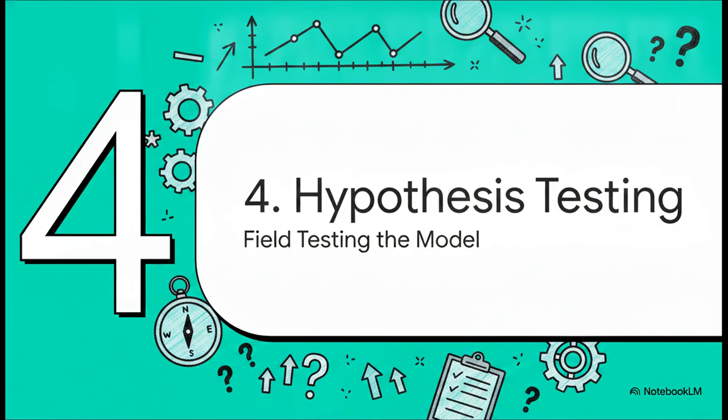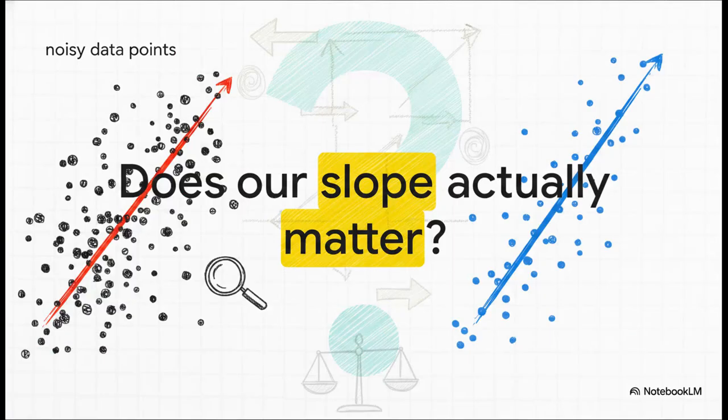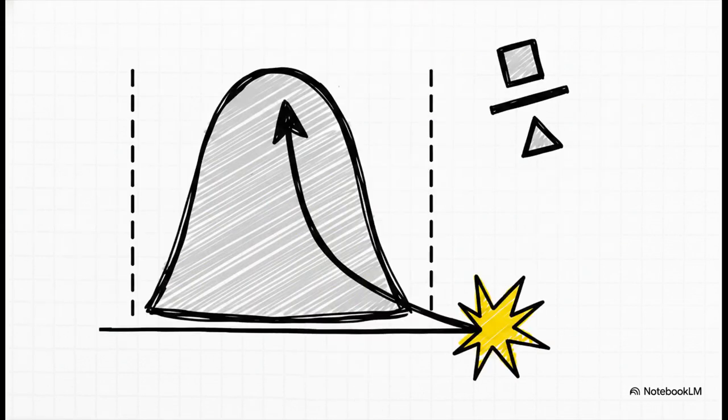Section 4, hypothesis testing, field testing the model. So, here is the million-dollar question. Just because we drew a nice line through our data points using OLS, does that relationship actually hold statistical weight? Is there truly a real relationship there, or did we just connect some random noisy dots? To answer that firmly, we use a t-test to check our slope coefficient. We want to be sure our independent variable genuinely impacts the dependent variable. You literally just take the estimated slope and divide it by the standard error of that slope. If the resulting t-statistic falls outside our critical confidence bounds, boom, we can confidently reject the null hypothesis. We've just mathematically proven our slope is significantly different from 0.